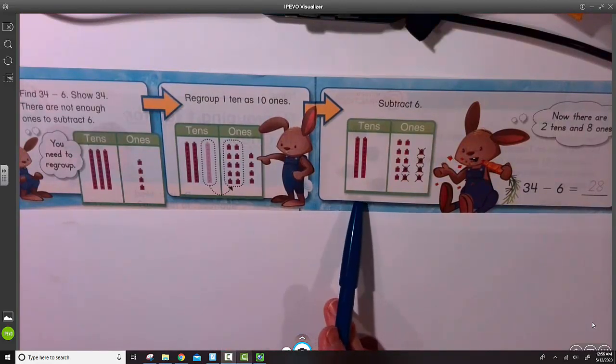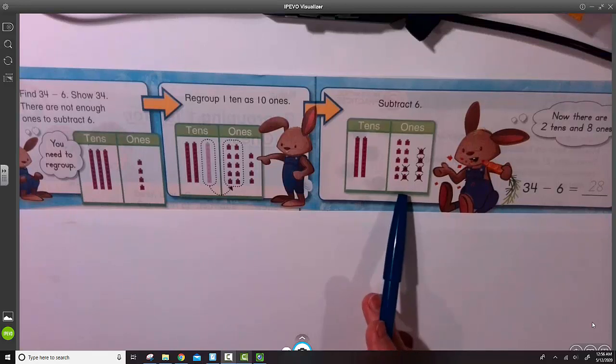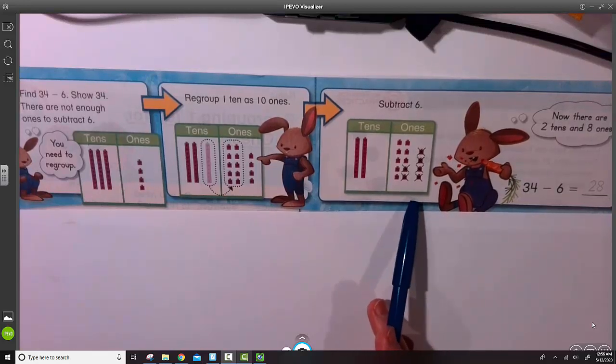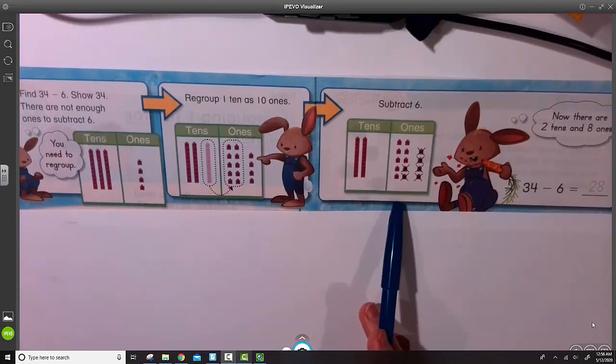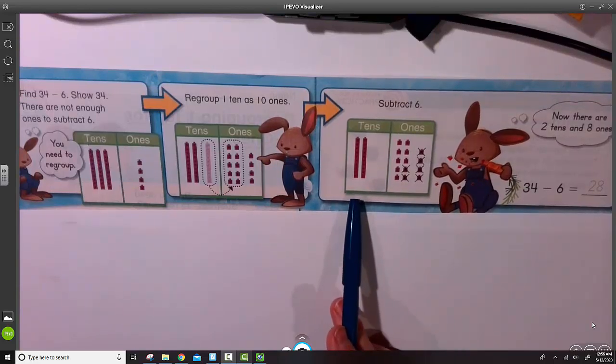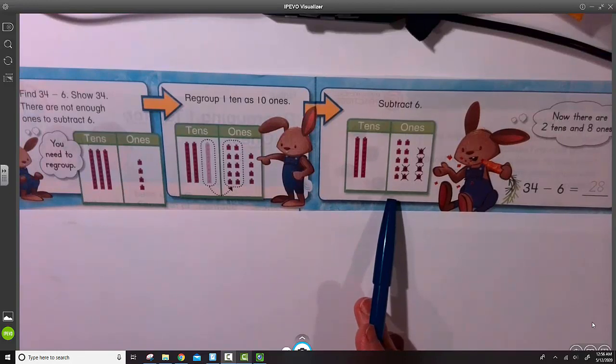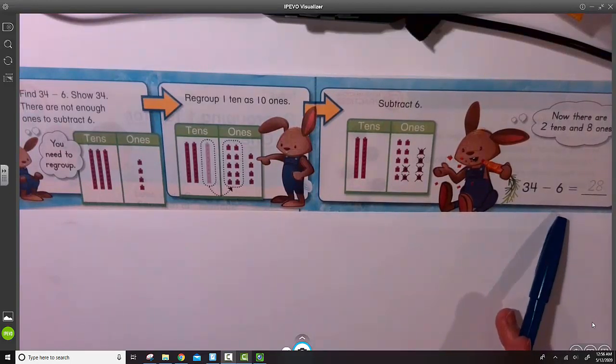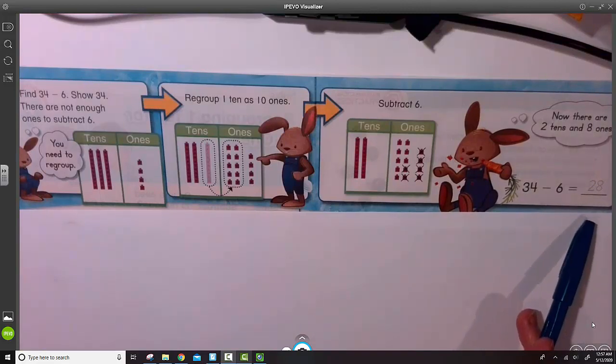We're now able to subtract our ones. We need to subtract 6 of them. And you can see that they're X'd out in this picture. We're left with 2 tens and 8 ones. So 34 minus 6 equals 28.